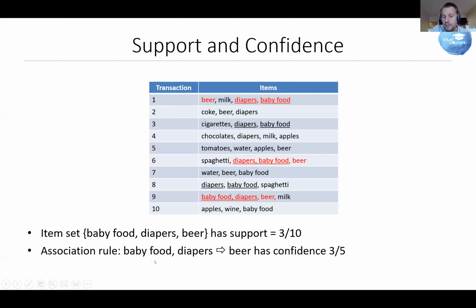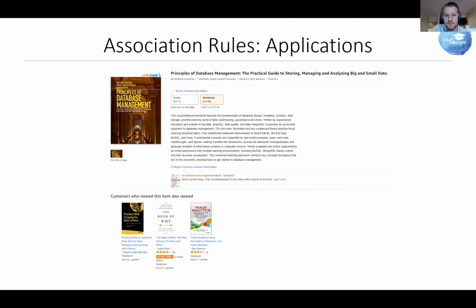For the ones that bought baby food and diapers, well, this is here, baby food and diapers, baby food and diapers, and so on. There's 5 that bought baby food and diapers, 3 of which also included beer. So this association rule is not perfect. It's not always the case that if you buy baby food and diapers you're going to buy beer, but in 60% of the cases, this purchase takes place, which is very interesting information.